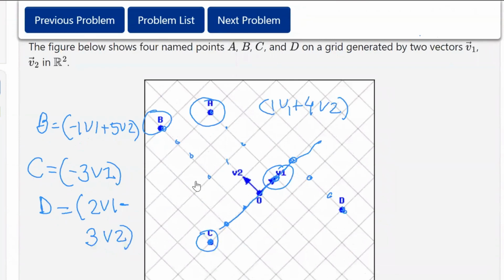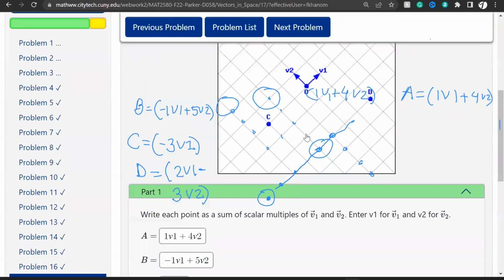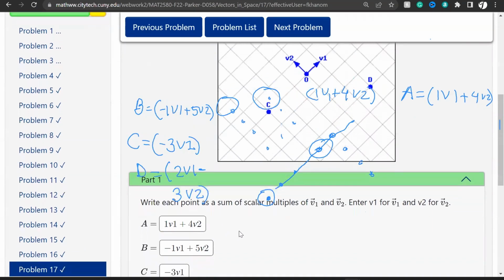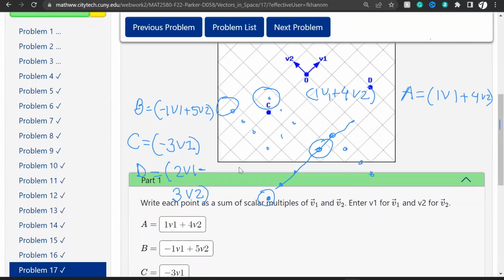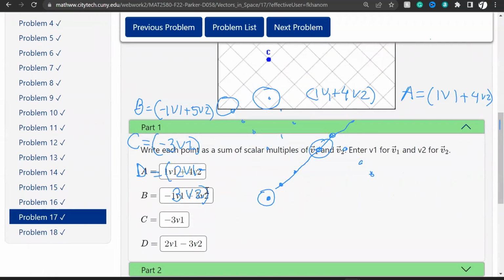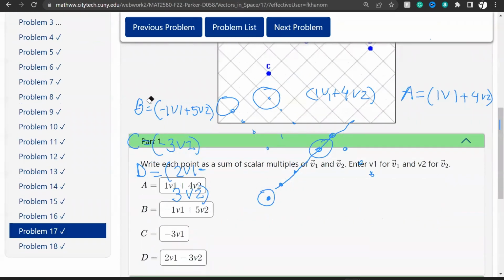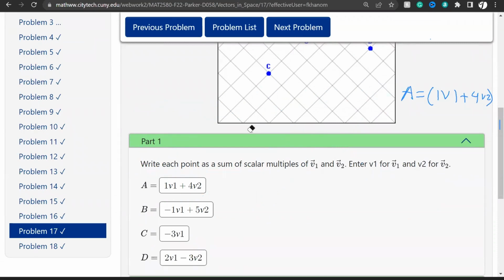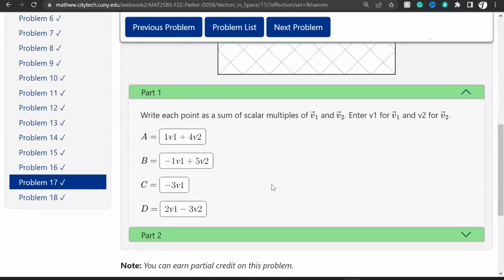I said my A is 1 V1 plus 4 V2. When I check, A is 1 V1 plus 4 V2, and my B is -1 V1 plus 5 V2. My C is -3 V1, and my D is 2 V1 minus 3 V2. If I erase them, you can see more properly. So this is my part one. Now we're going to move to part two. To do part two, you have to have the answers from part one.